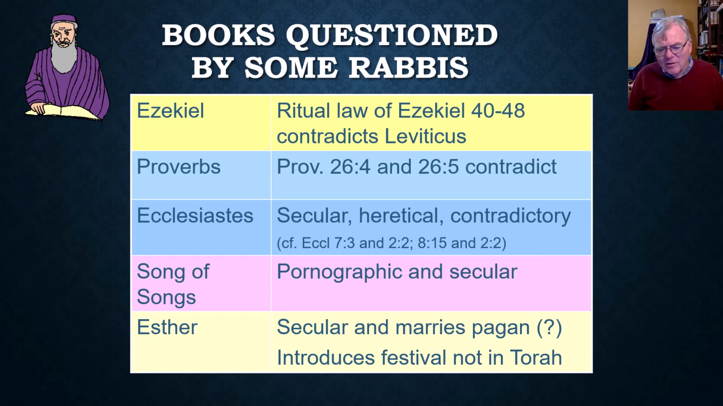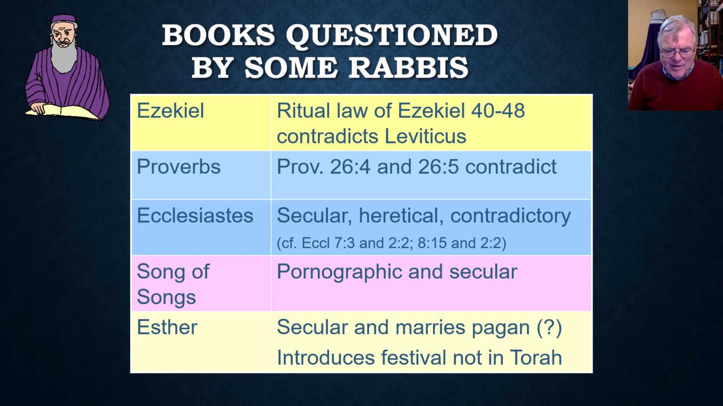And then Song of Songs was questioned in the Tosefta, Sanhedrin 12:10, and also in the Babylonian Talmud, Sanhedrin 101a. They question Song of Songs essentially because it's secular, it doesn't ever mention God in the entire book, and also because it seems to be a little too racy, a little too erotic for their tastes.